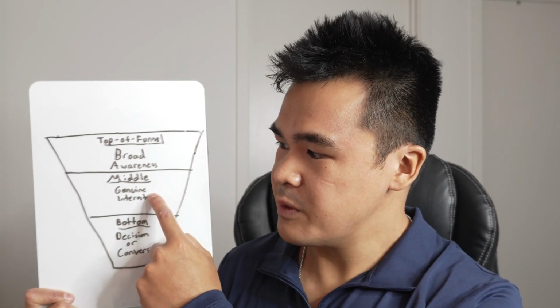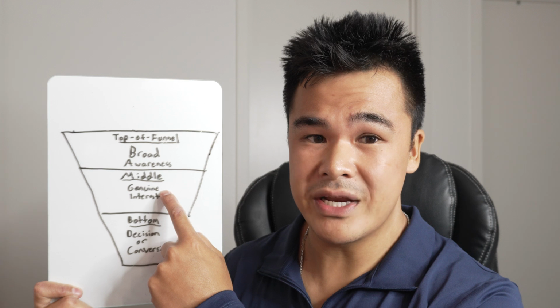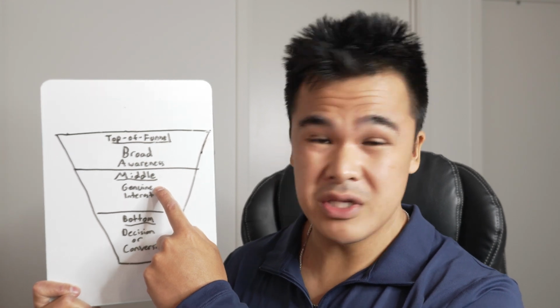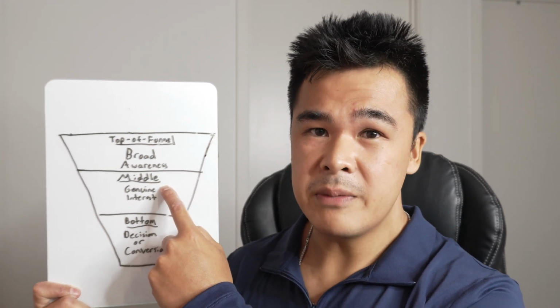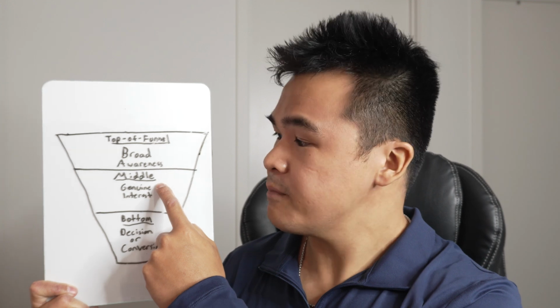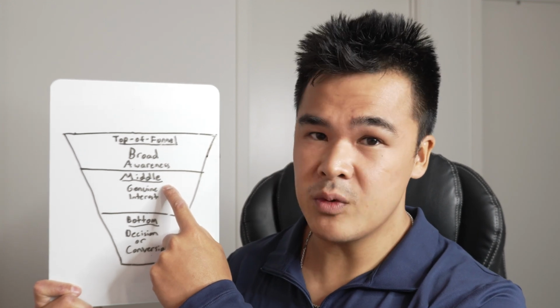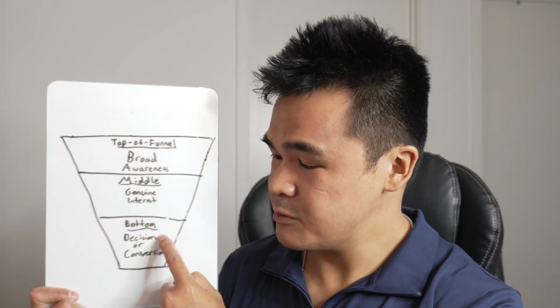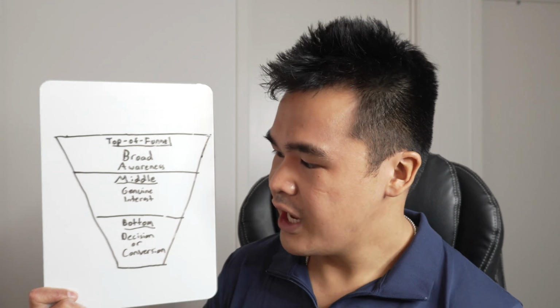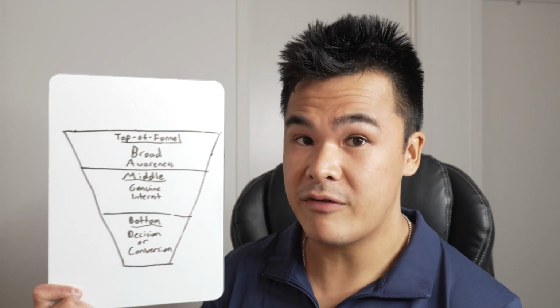The middle of funnel is people that have actual genuine interest in what it is that you do or sell. So this could be followers of your social media, people subscribed to your email newsletter, subscribers of a YouTube channel, or anyone that's booked a call with you. And the bottom of the funnel is people in the conversion or decision stage, and pretty much from here, they're considering buying whatever it is that you sell.